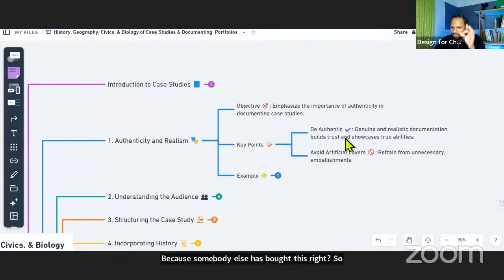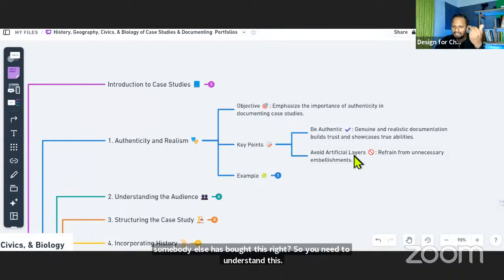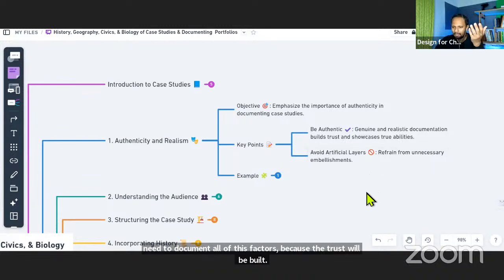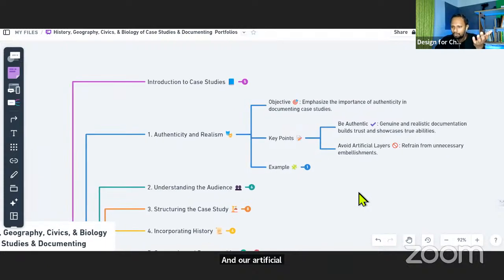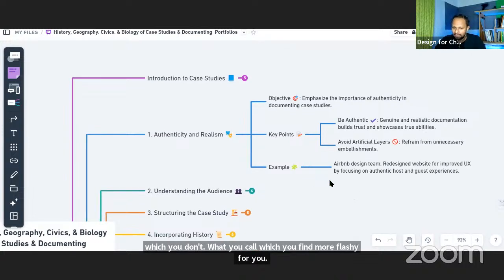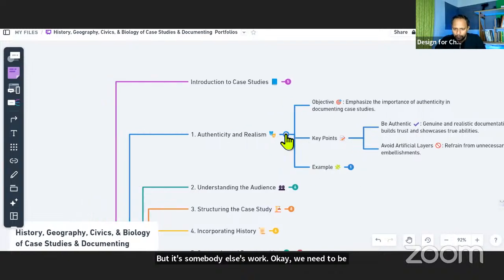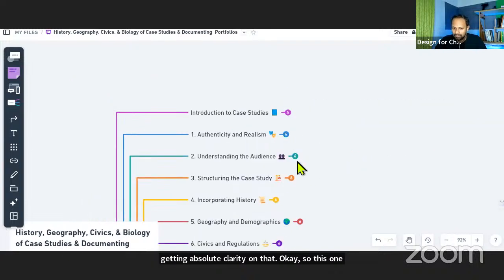You need to document all of these factors because that is how trust is built. And avoid artificial embellishments; refrain from unnecessary flashiness. Don't do the unnecessary things which you find flashy, because it's somebody else's work. You need to get absolute clarity on that. Okay, so this is one case study, that's totally fine. So having understood this authenticity and realism, we'll go to the very first important element of your portfolio.